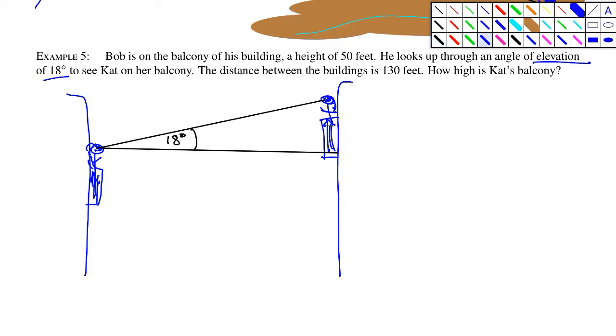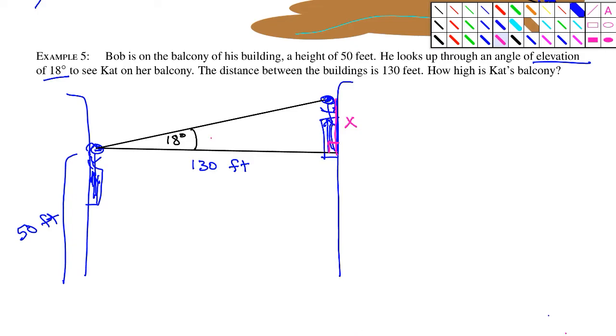Well, we have a couple of things. We know that he's 50 feet up, so we'll use that later. And we know that it's 130 feet across from building to building. Well, what we've done is created a right triangle right here. Mark that as a right triangle there. And we can use these opposite, adjacent, and hypotenuse relationships to figure out this height here, which I will call x.